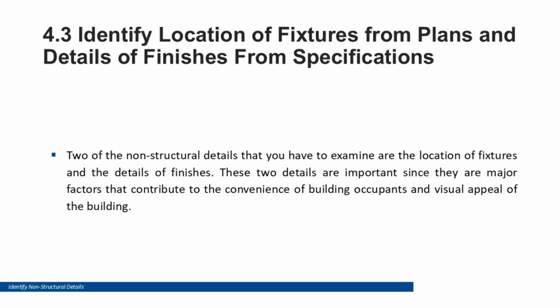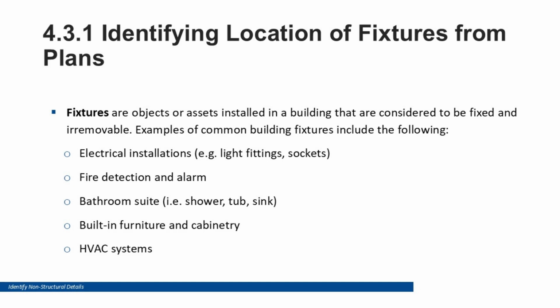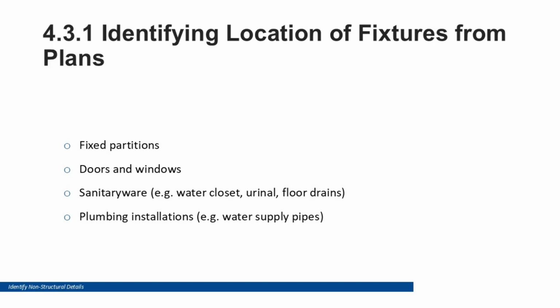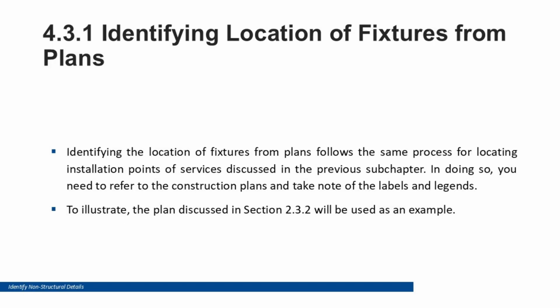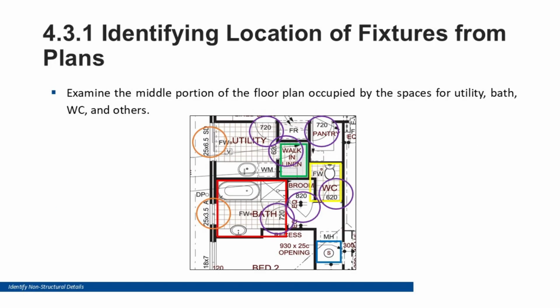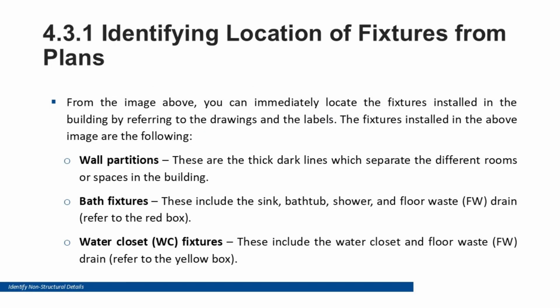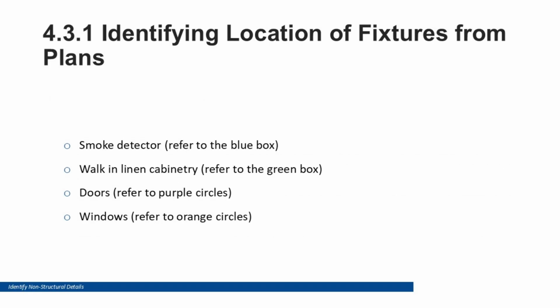Fixtures and finishes. Fixtures refer to fixed items such as cabinetry, bathtubs, toilets, vanities, or built-in wardrobes. Their exact location, model, and installation requirements are shown in architectural plans and schedules. Finishes include paint colors, flooring materials, wall coverings, and joinery finishes. These are usually documented in the specifications or finish schedules.